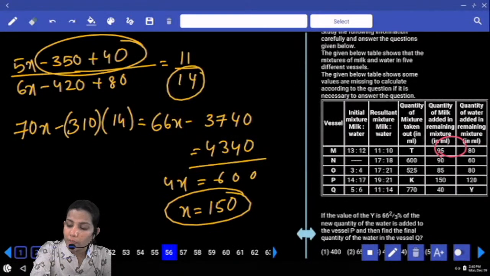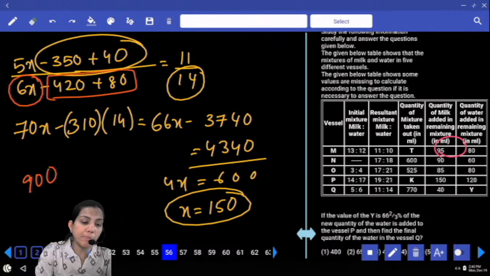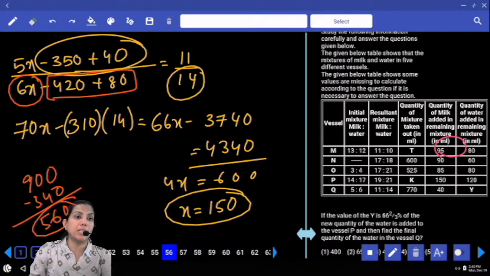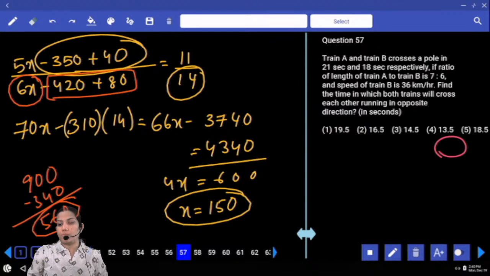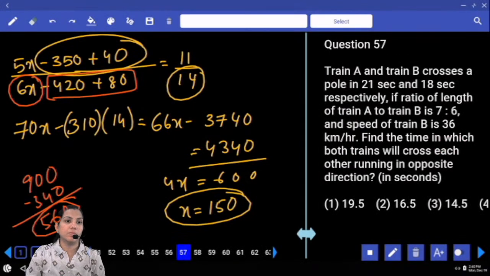What is your question? Question ఏంటి? Find the final quantity of water in the vessel. What is 6 into 150? 900 minus 420 plus 180 అంటే ఎంత అని చెప్పాము ఇప్పుడు? Minus 340. So finally my answer is equal to 560. This is your answer. 560 is the answer. Okay na? Next question number 57.